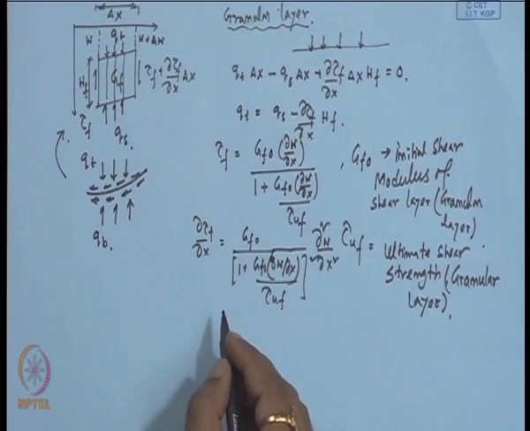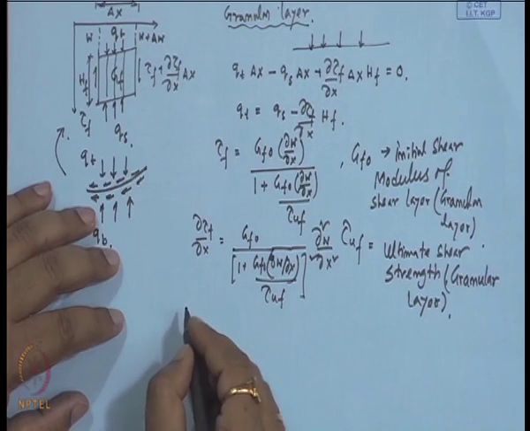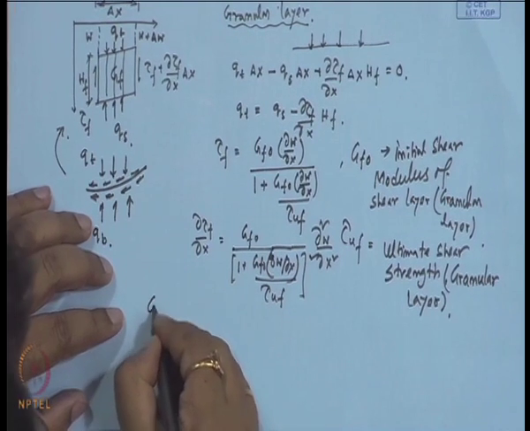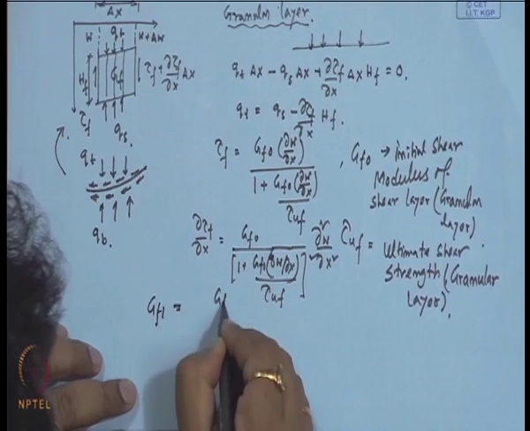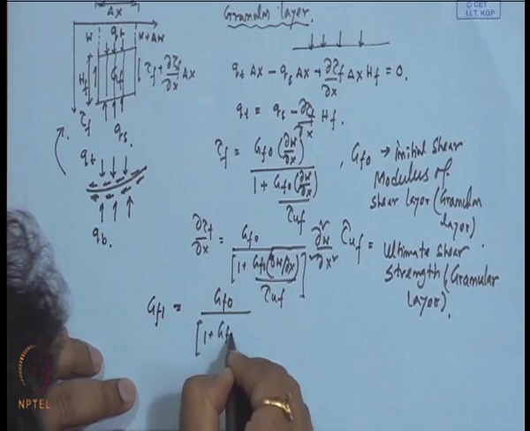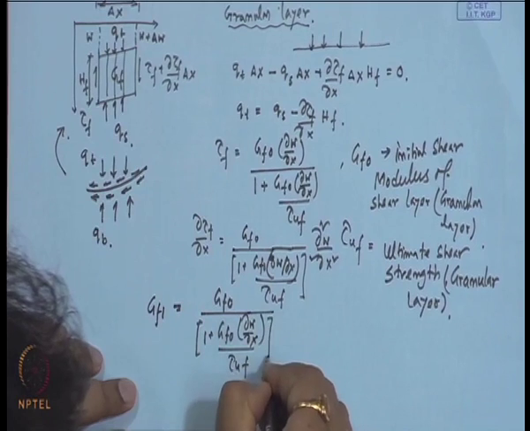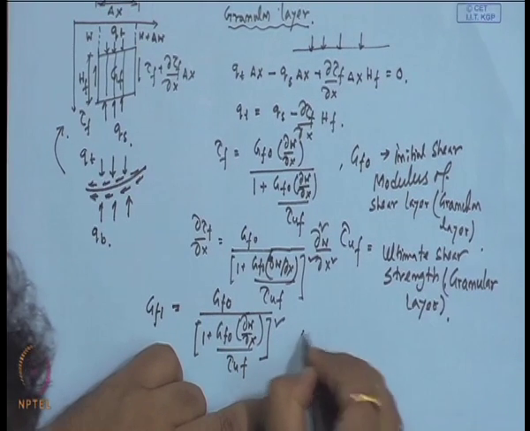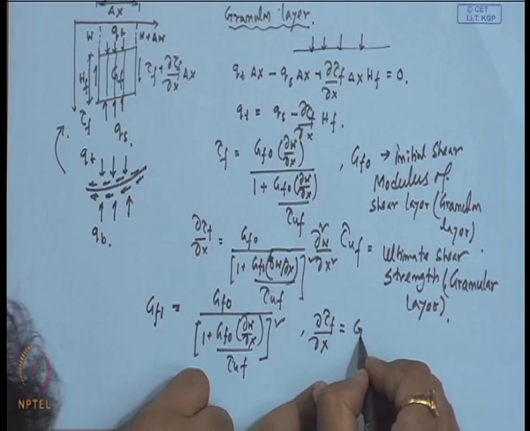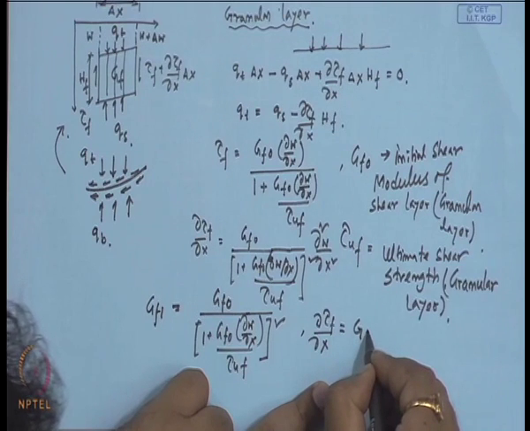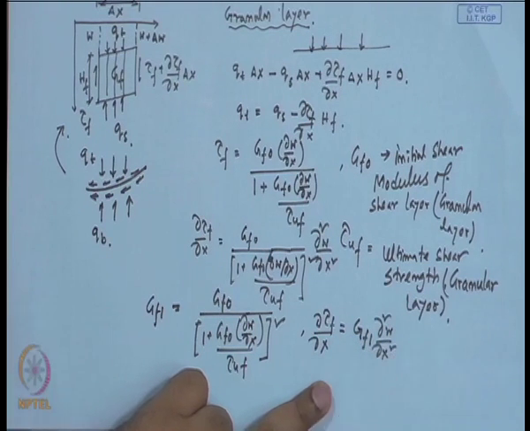Now, if we put this expression here, then we will get that expression, that G f 1 is equal to G f 0 by 1 plus G f 0 del w del x by tau u f, whole square, then this del tau f del x is equal to G f 1 into del square w del x square.